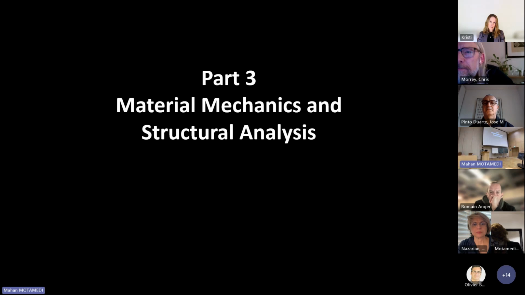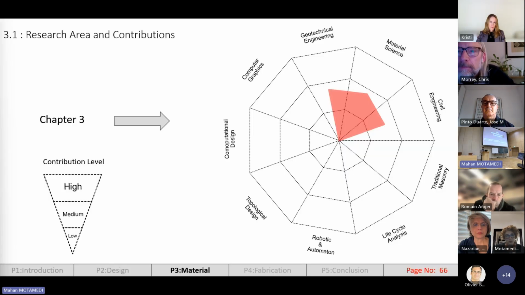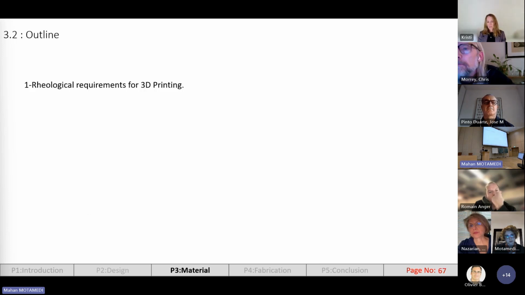The third chapter is about material mechanics and structural analysis. The material of this chapter is the outcome of my collaboration with a team of material engineers and civil engineers, comprising my supervisor and co-supervisor, and material engineers Anne Minton and Jean-Michel Rera. The outcome of this research will be published in a future article. So for this chapter, the area of contribution is more about geotechnical engineering, material science, and civil engineering.